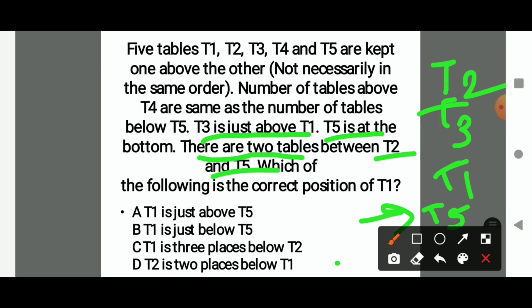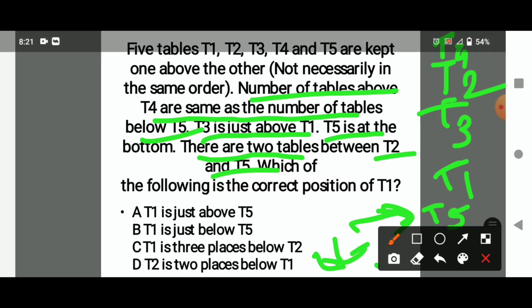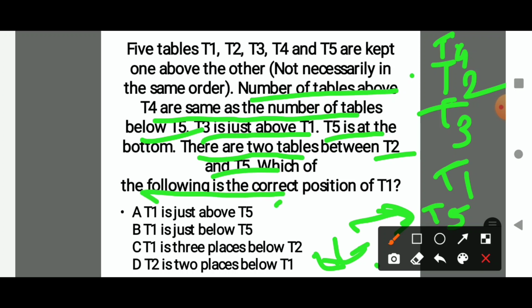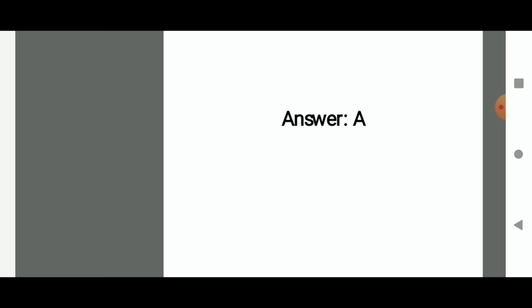And the next equation is, number of tables above T4 are same as the number of tables below the T5. If T5 is bottom, there are no tables placed below T5. So above the T4 there is none, because that one is the upper one. So this is the order. What is the question? Which of the following is correct position of T1? T1 position is what? T1 is just above T5. So option A will be the correct answer to this question.